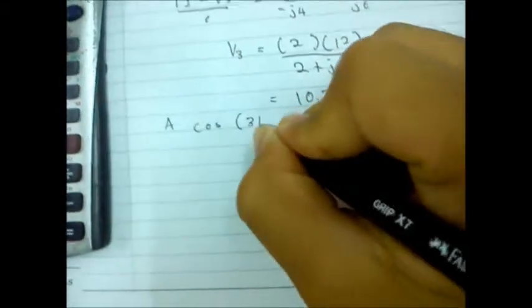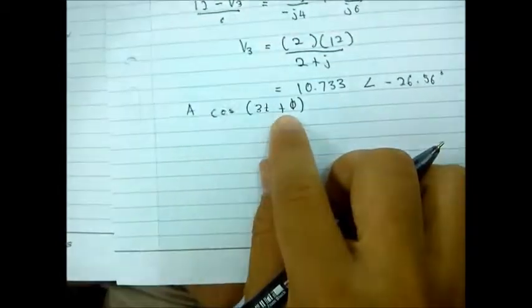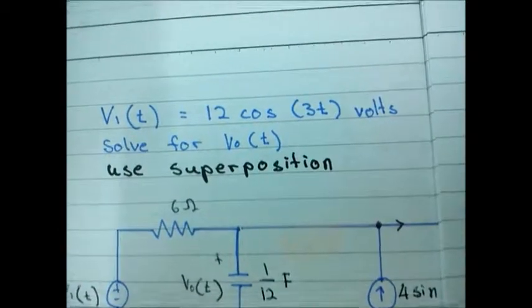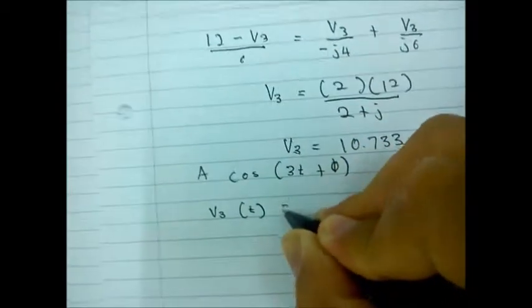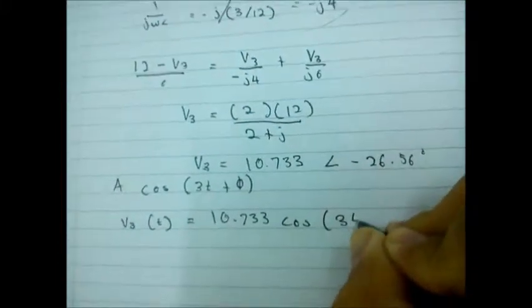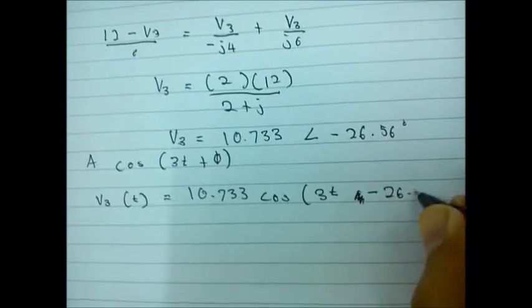With reference to the formula A cos 3t plus phase angle, which is given earlier by the question, just substitute the answer that we got for V3 in the formula, and we get this equation: 10.73 cos 3t minus 26.56 degrees.